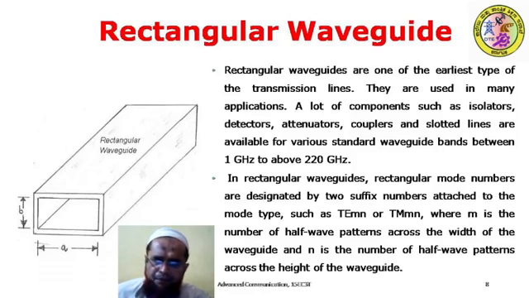If the number of half-wave patterns in the A wall is 1 and the number of half-wave patterns in the B wall is 0, then we refer to it as TE10, because we have the half-wave pattern in the A wall, and we don't have any half-wave pattern or any energy or any electric field in the B wall, so the suffix number N becomes 0. If a field exists, only then can we number these suffixes. So that is how we are going to identify what amount of energy is fed, how the energy is propagating.